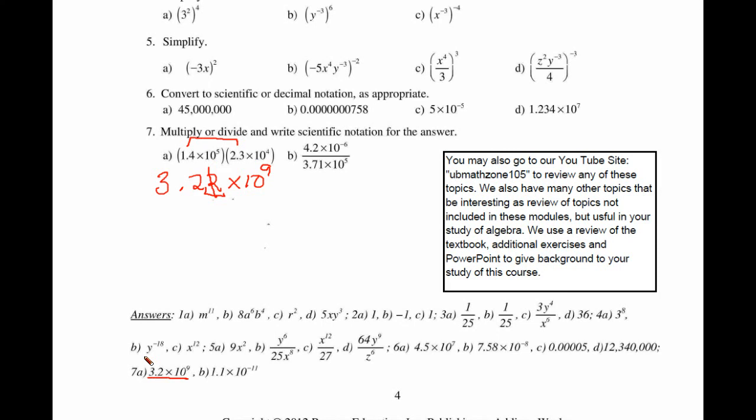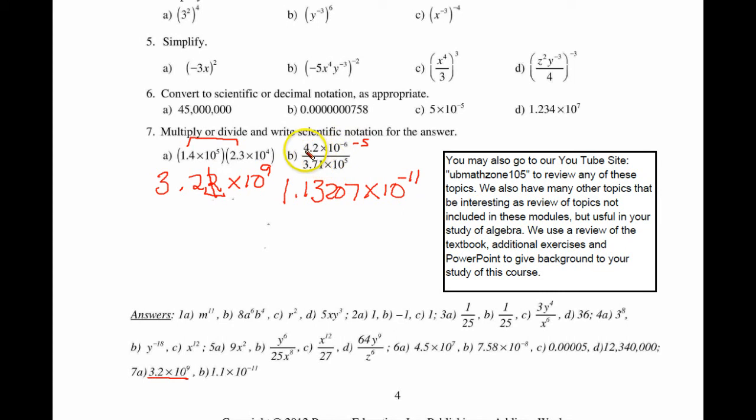Now, when we do letter B, we're going to divide 4.2 by 3.71 and we get a big number here, 1.1320, and it keeps going on. Well, we're not going to have all those places, so we'll just see what we have here. Now we have 10 to the 5th. When that goes up, it changes its sign. Up here it's a -5, so this becomes a -11.